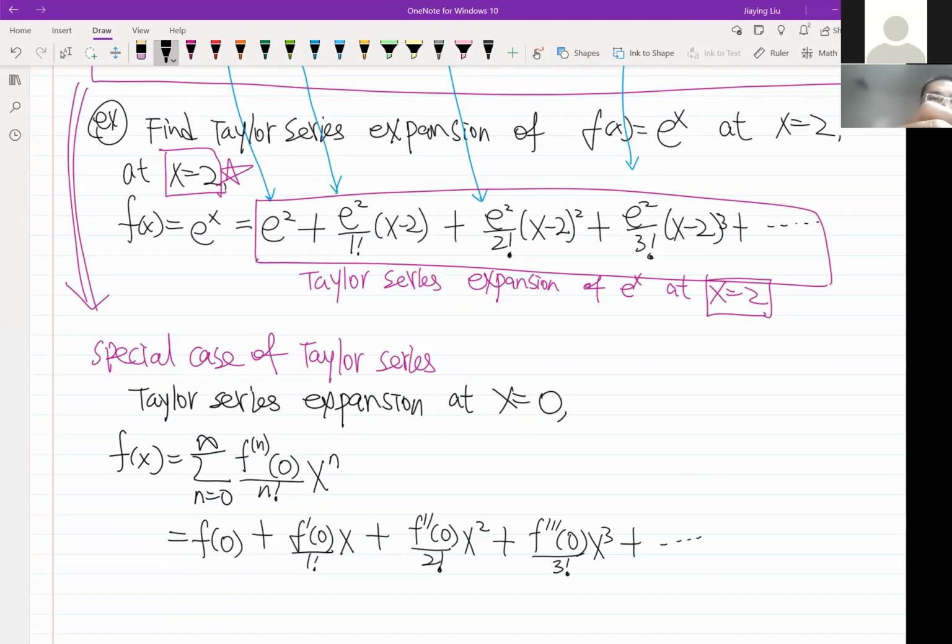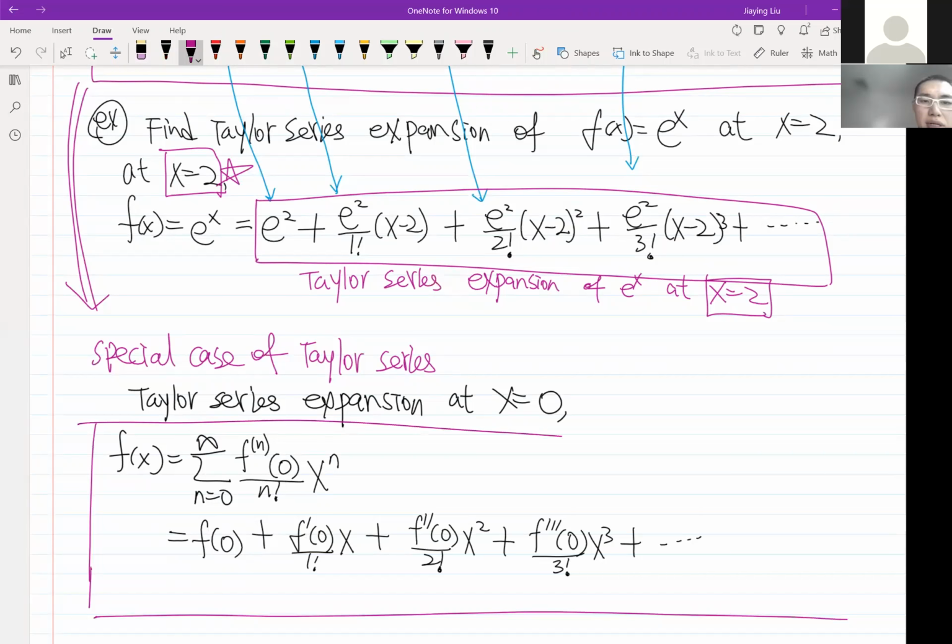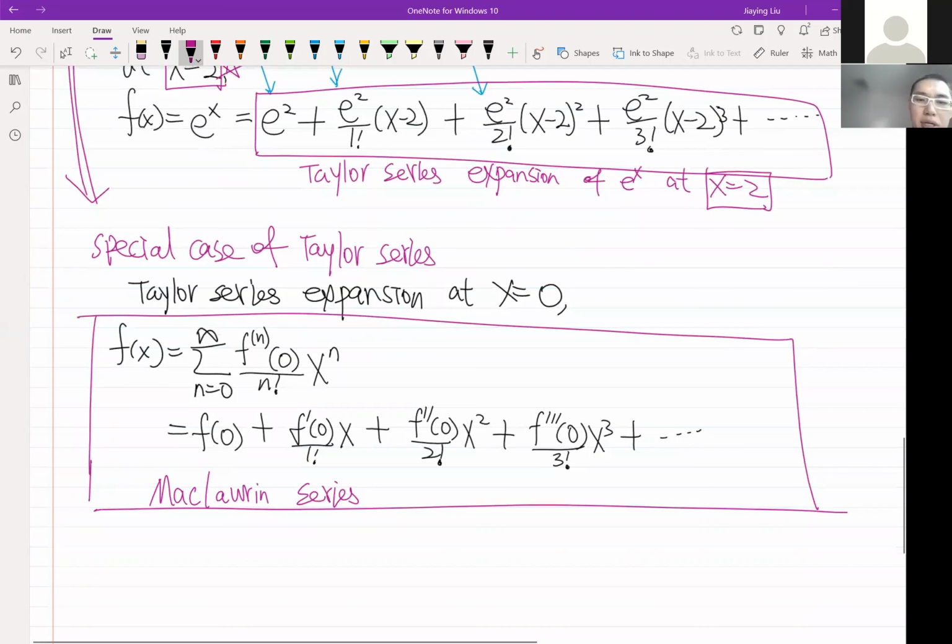So this is not a new series, it's still a Taylor series expansion, but we give it a new name. This is called Maclaurin series expansion. You can just call it Maclaurin series. It's just a special case of Taylor series with a being 0.